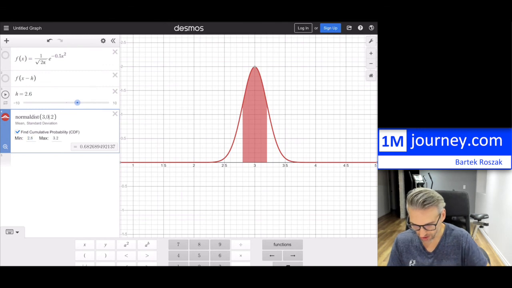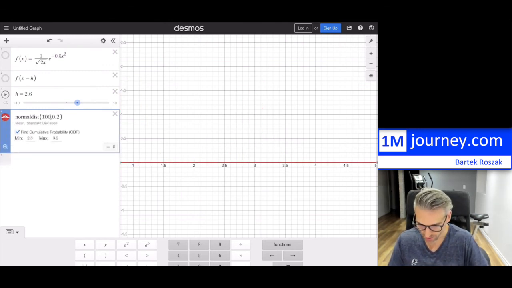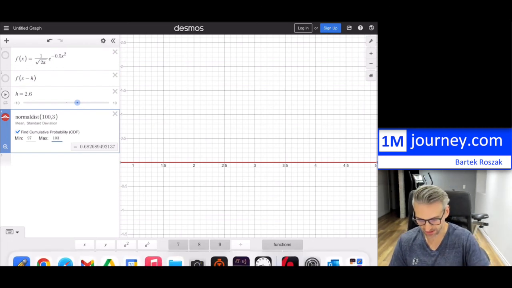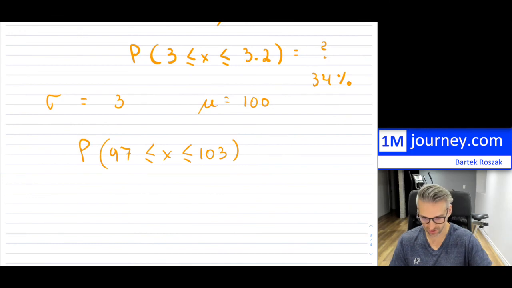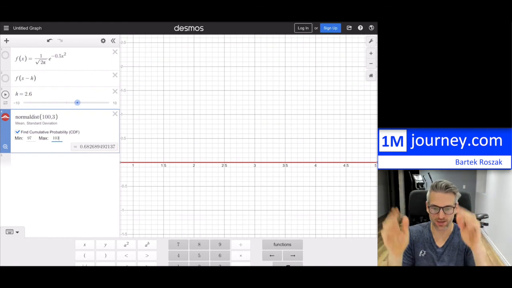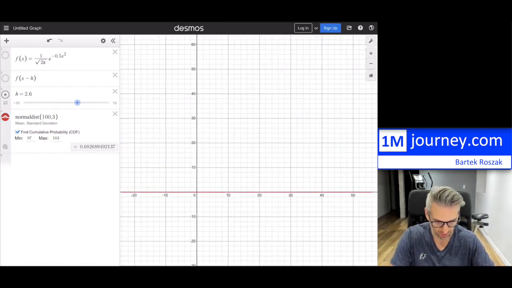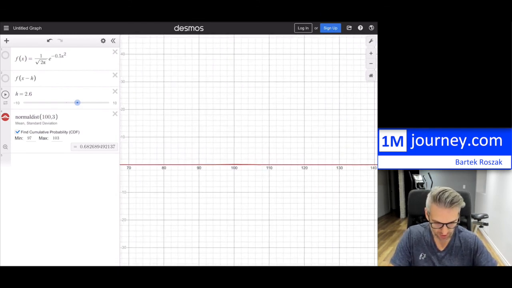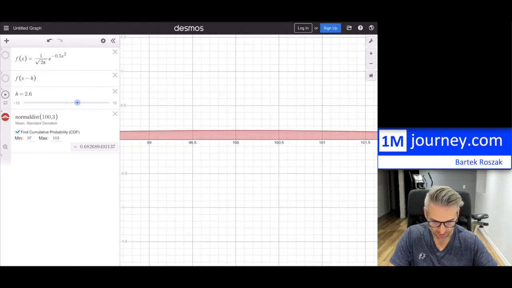So here, let me change this up. I said 100 was the mean, and then this was 3. So here we're going from 97 to 103. So that is 68%. Again, you see that. And you can play around and see where we are. Now, of course, this has disappeared because it's at 100. So this is somewhere over there. Where's 100 here? And we can zoom in here.